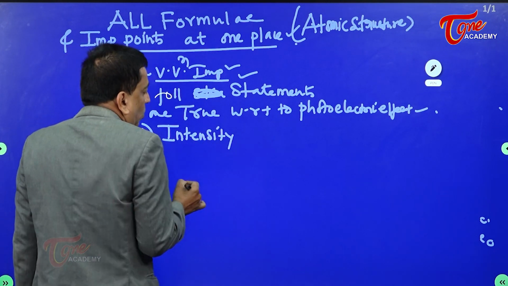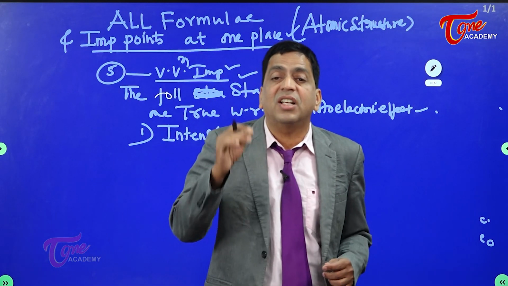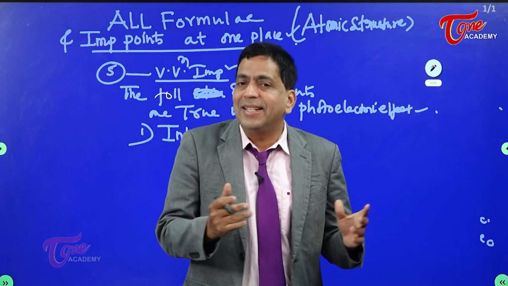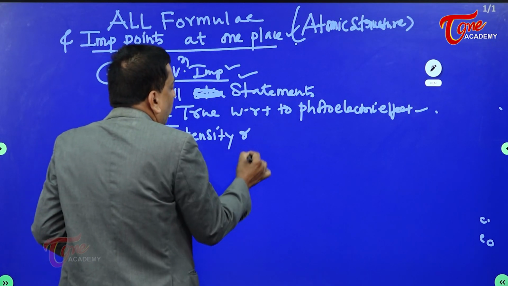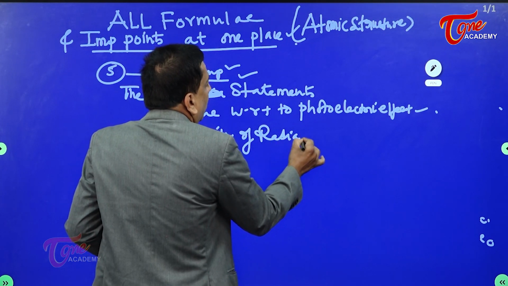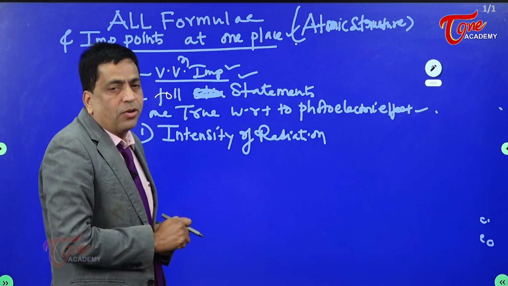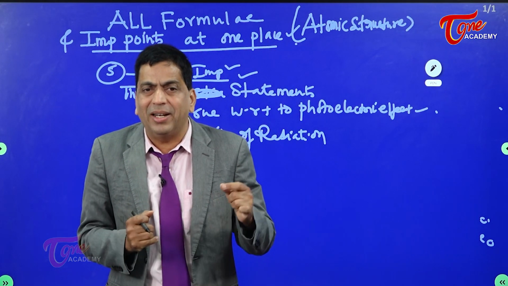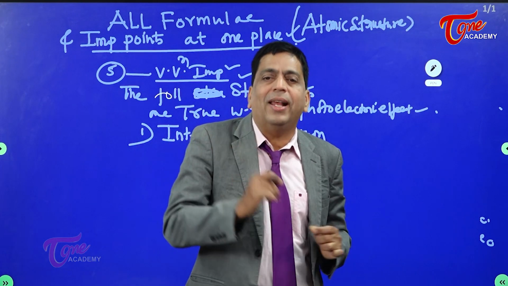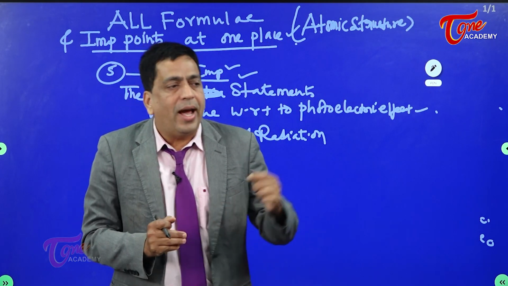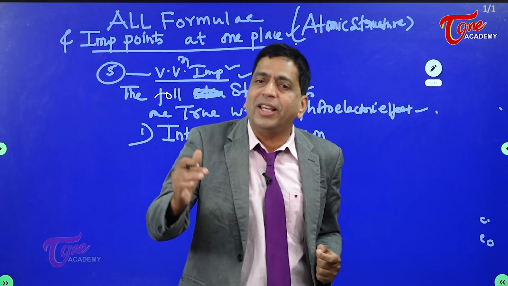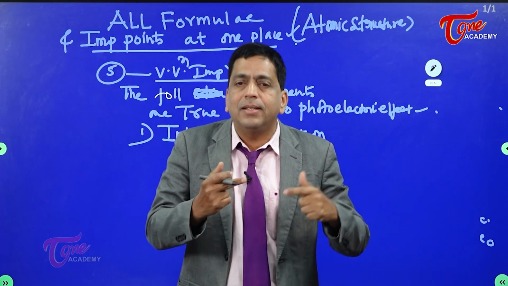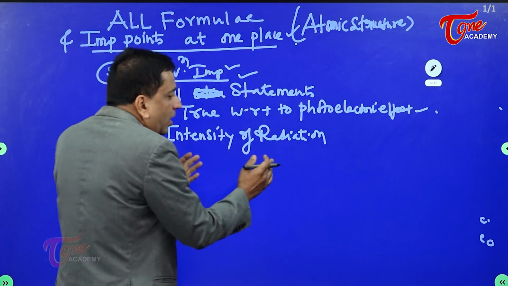Now what is intensity? Mind you, intensity is the number of photons that are striking a unit area. Right? When I say intensity of radiation, remember, if you recollect what is there in the photoelectric effect, if one photon is striking one electron, only one electron is kicked out, right? And if two photons are striking the surface of the metal, then two electrons are kicked out. So if the intensity of radiation increases, what is happening?